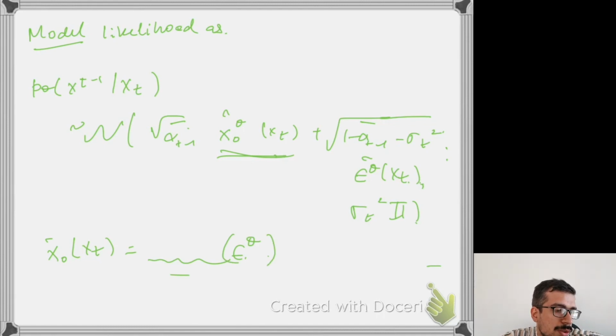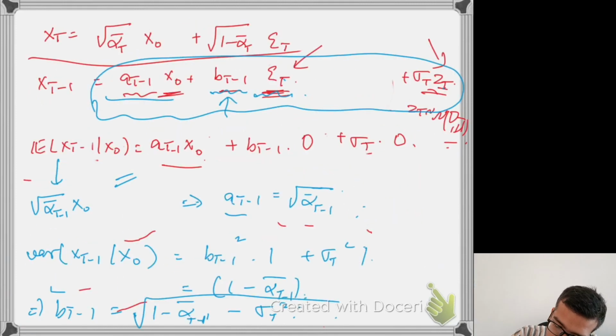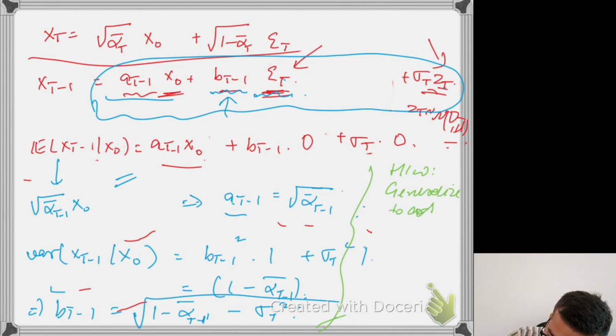So you can write it in terms of epsilon_theta, right? That's homework for you, so I'm not going to do that, and I'm also leaving it as a homework exercise for you to generalize from capital T to in general small t. You have to show how a_{t-1} and b_{t-1} are as we have calculated. Okay, so homework: generalize to arbitrary t. It's actually the same calculation works.